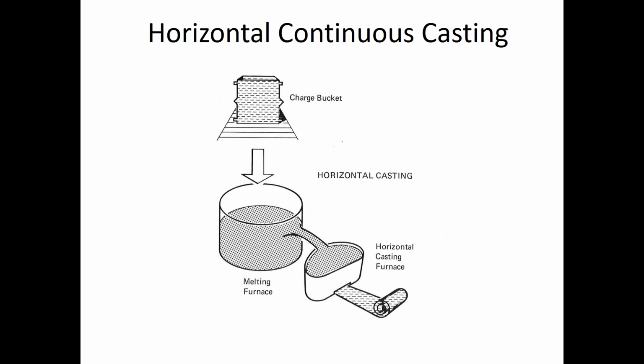Well, then we go on to horizontal continuous casting. You have a charge bucket, which has all the alloy ingredients and so forth. And you have the melting furnace, which is where you finalize the composition. And then you pour out of there into the horizontal casting furnace. And you'll note you're casting out of the bottom of that casting furnace.